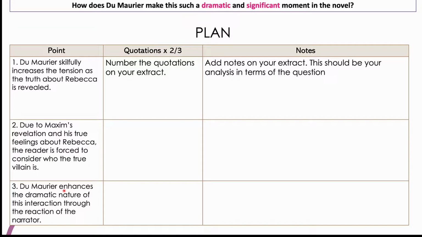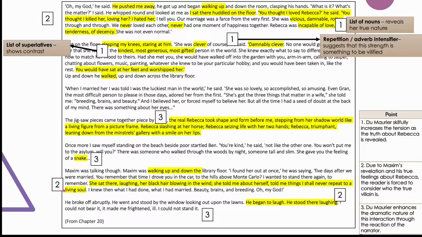And this is the plan. So we had 3 different points, and then on the extract itself, we numbered the quotations that we wanted to use, and it looked like this. So for the purpose of today's lesson, I'm just going to focus on point 1 with you, and I'm going to show you a model for point 1, but you can have a quick look again at all the different selections that I've got for section 1, section 2, and section 3.